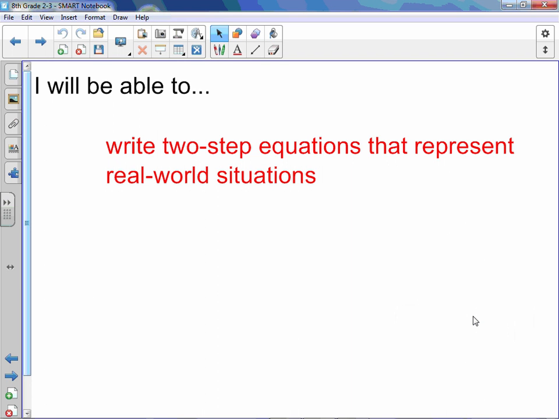Chapter 2, Lesson 3, Write Two-Step Equations. You will be able to write two-step equations that represent real-world situations.